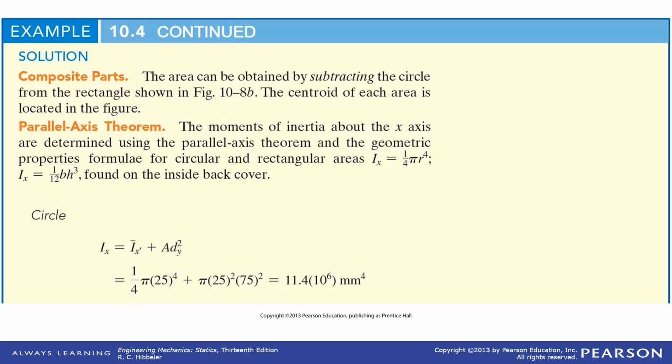So 1/4 pi r to the fourth, that's the moment of inertia about the center of mass of the circle. And we're talking about the circle only at this time, plus pi r squared, that's the area, times the distance squared, d squared, dy squared. Okay, and you get this number. And I left it in formulas earlier. 1/12 bh cubed, that's Ix about the center of mass of the rectangle. Check your inside back cover. On my Canvas site, I left some other helps too. Other reference helps, lookup tables for these kinds of things. Use them. Don't do it the hard way.